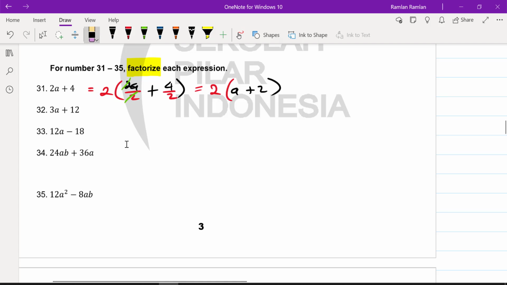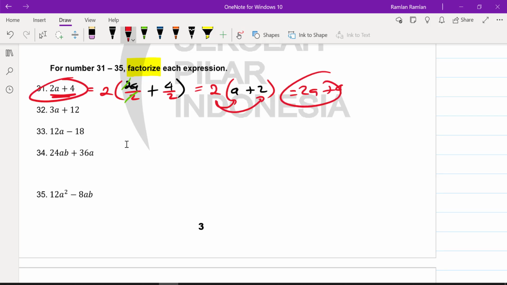Okay, so notice that if you have the final answer, you can actually check it by just using the expanding bracket, right? So if you multiply this with this, you'll get 2a, and if you multiply this with this, you get 4, and you can see that it is going back to that question again. But again, you don't have to write down this process because this is just checking your final answer.